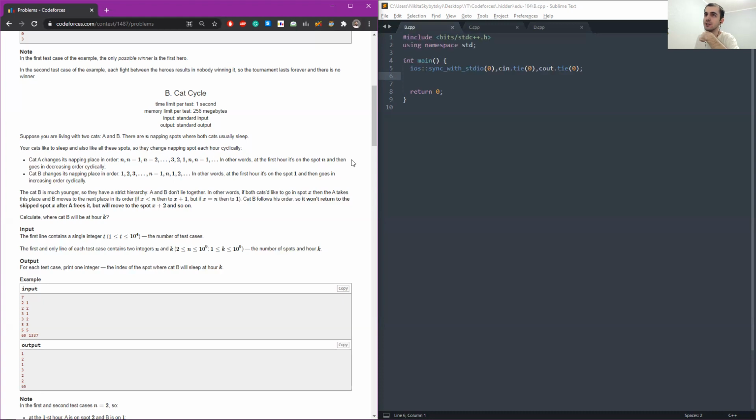At the first hour, it's in spot n, and then it goes decreasing the order cyclically. Cat B changes in increasing order, but Cat B is much younger, so they have a strict hierarchy.